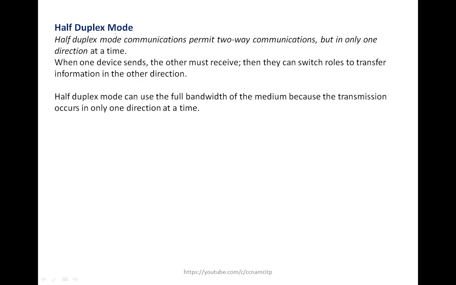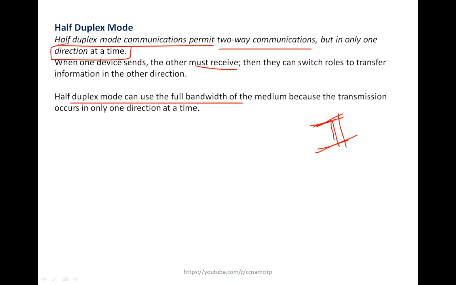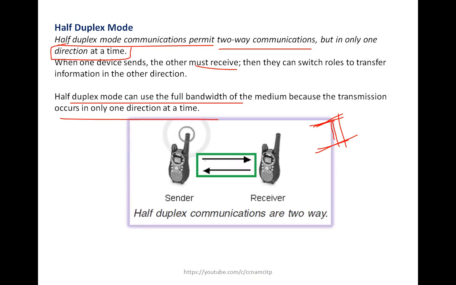Next one is half duplex mode. So guys, half duplex mode communication permits two-way communication, okay, but in only one direction at a time. So in this, two-way is possible, but at a time only one can speak and one can receive the signals, or the communication can happen. When one device sends, the other must receive, then they can switch roles to transfer information in the other direction. Half duplex mode can use the full bandwidth of the medium, because the transmission occurs in only one direction. So it is also one direction, but the device can use the entire bandwidth of that particular medium.